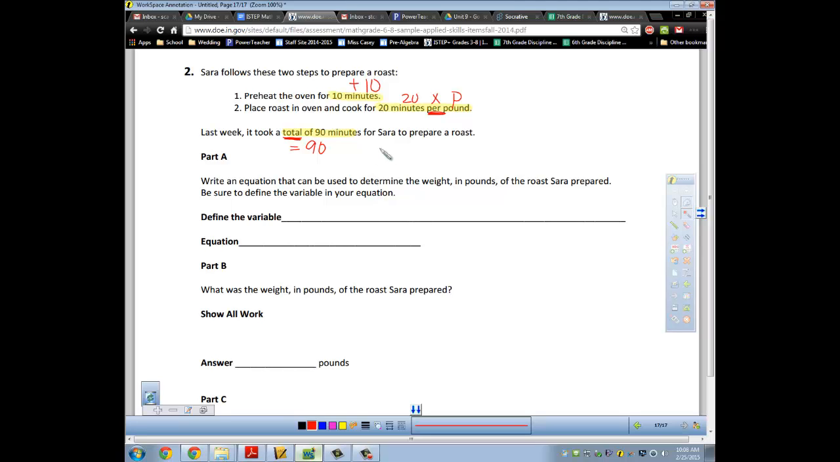So in part A, they first want us to define the variable we came up with. Well, here's my variable, P for pounds. So P equals pounds of roast. The next, if you are someone who struggles with coming up with what variable you're going to use, always look ahead to what they're going to be asking you. They ask what was the weight in pounds. So that's going to be what our variable is. So you also could have used W for weight. So always look ahead to just double check what your variable is going to be if you are someone who struggles with that.